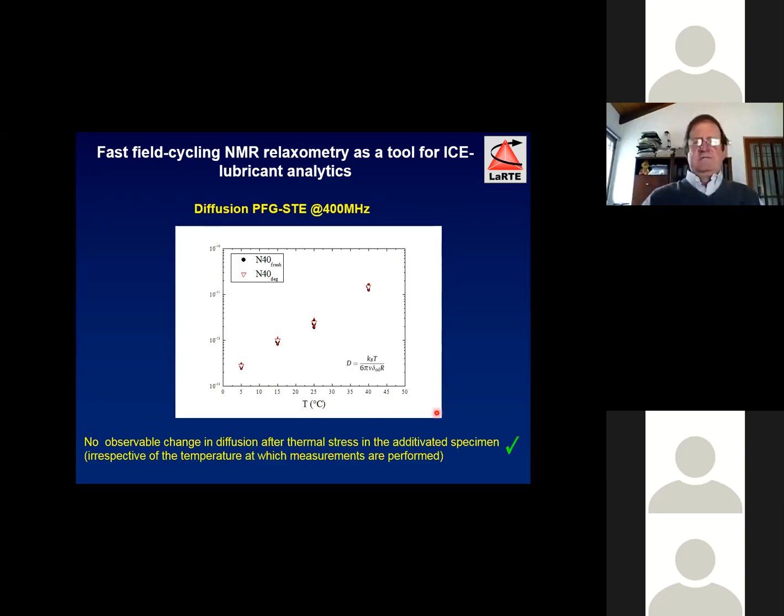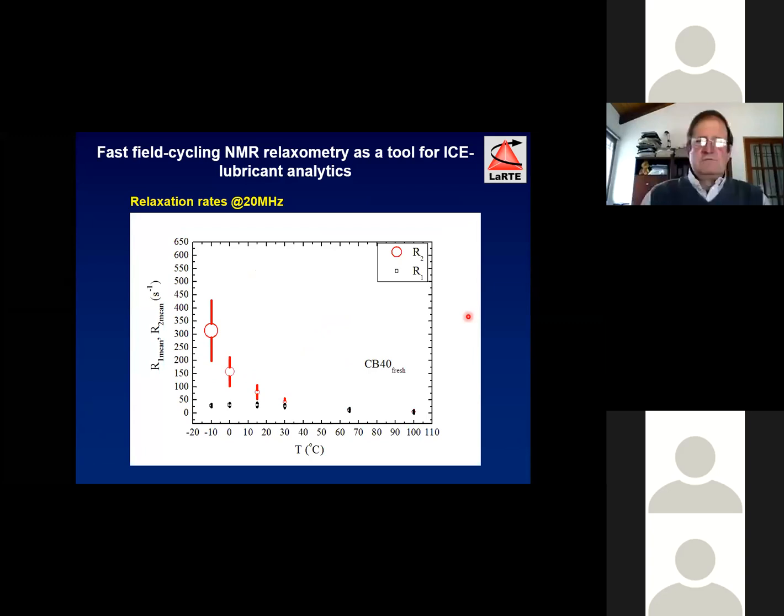Okay, this is the same experiment, but for the lubricant, including the pack. So you see that practically there is no difference before and after the degradation. And again, the point represents the mean value of the gamma distribution, and the bar represents the width of the distribution.